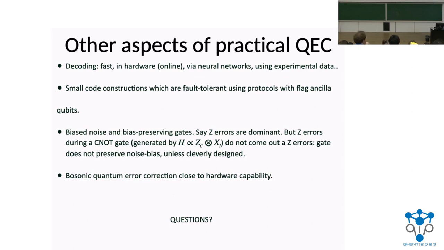Oh, hey, I'm just curious. Is there a way to combine, let's say, surface codes and bosonic error correction?